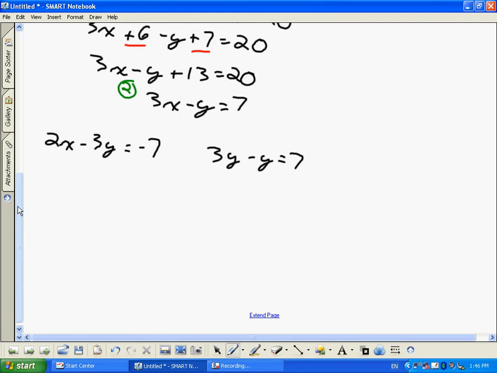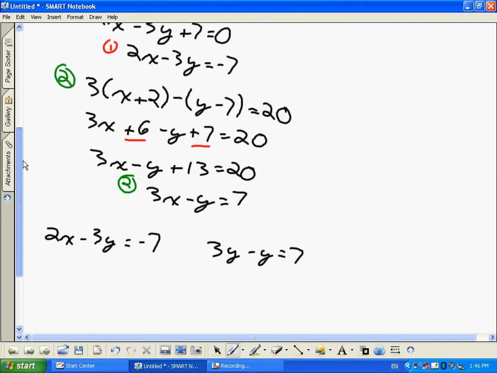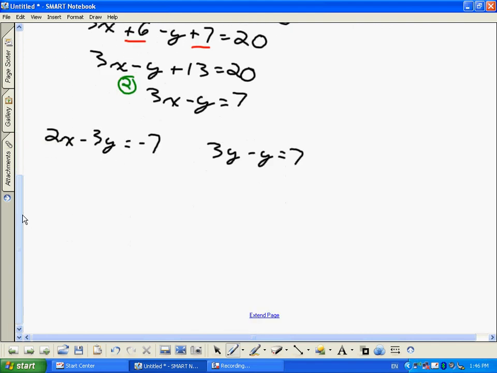Was it? No, it's 2x. I'll go check. No, for the first one you wrote 3x minus y, you put 3y. Thank you. I did make a mistake. There you go. Oh, that's an x.